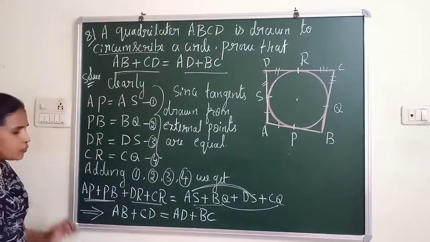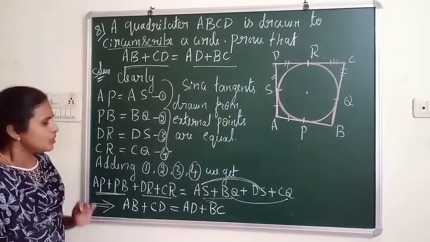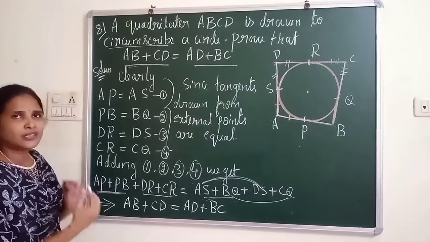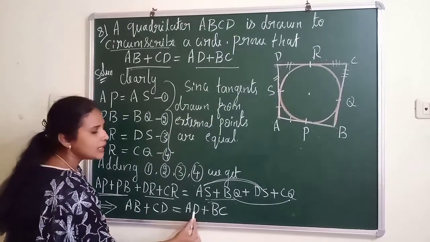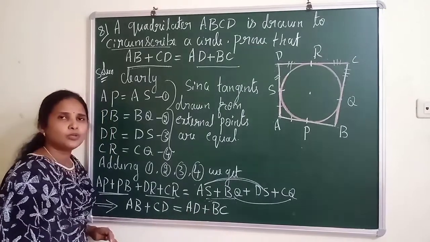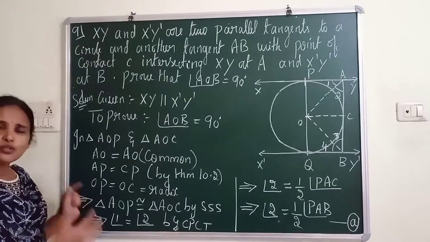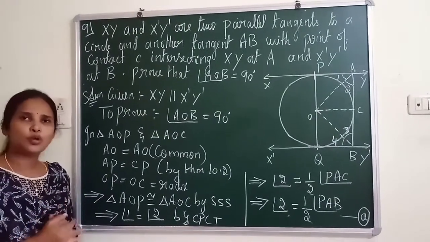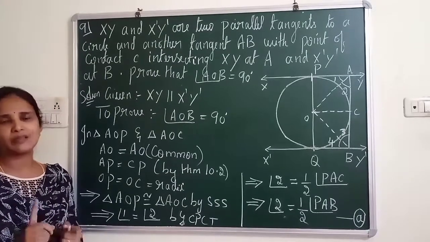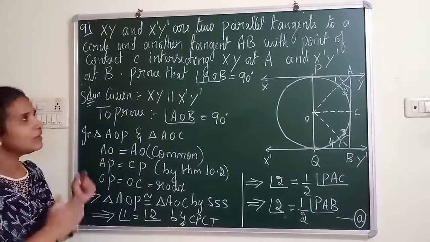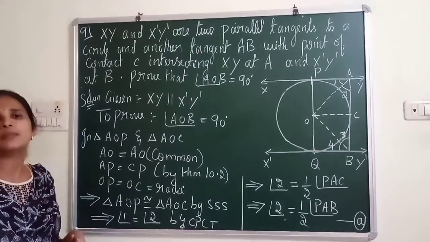So hence we proved that when a quadrilateral is circumscribed about a circle, the tangents at the four corners are equal, and we can prove that AB plus CD equals AD plus BC. This is proved. Let us continue with another question, question number 9. This question is also very important for 4 marks. In this chapter you get only one question, either 3 marks or 4 marks. From question number 8 till the last, any one question is compulsory.